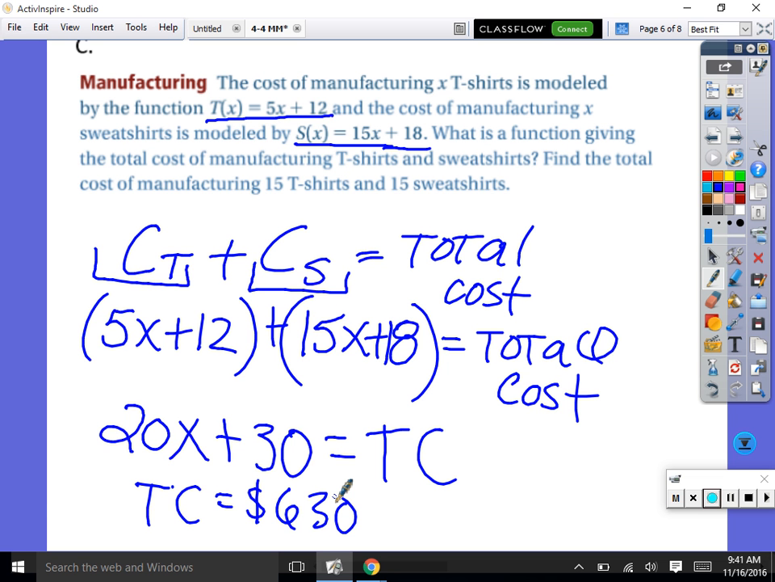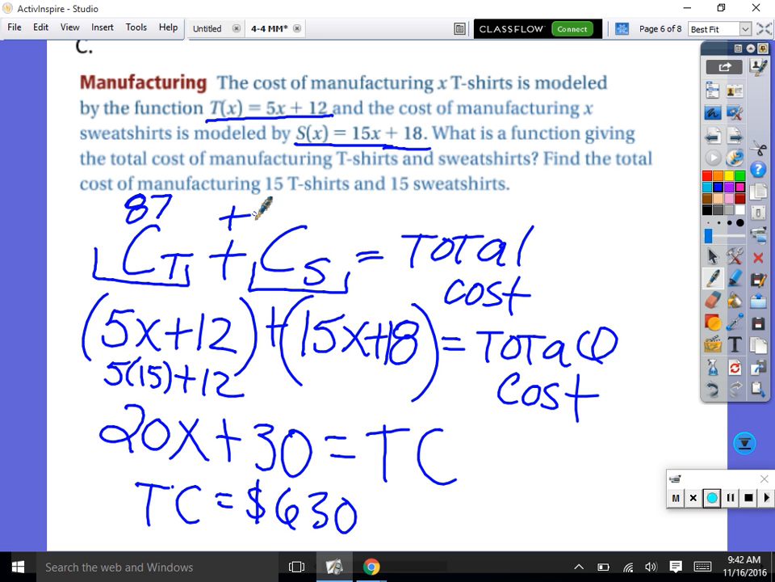So let me just have you type this into your calculator to make sure if we did it the other way, it comes out the same. If not, I've got to figure out why I'm wrong. So just type this in. 5 times 15 into your calculator plus 12. What do we get for cost of just t-shirt?